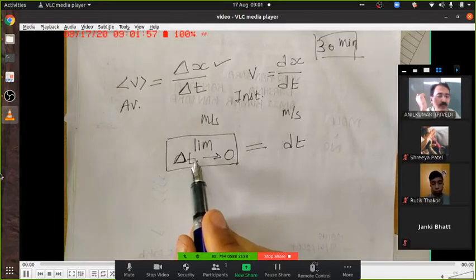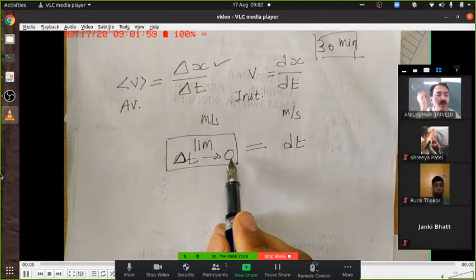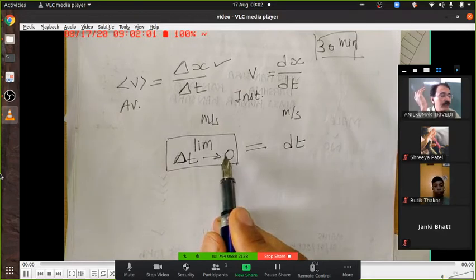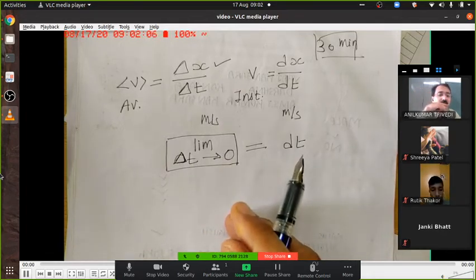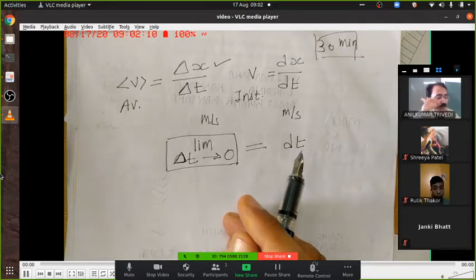Limit delta t tends to 0. If you don't want to write such a long stuff, you can write just dt. That is also equally good. Okay, sir? Okay. Yes, sir.